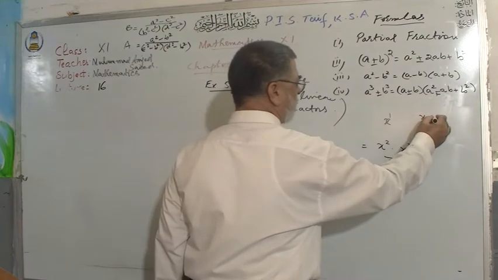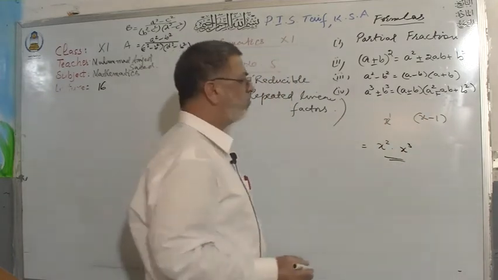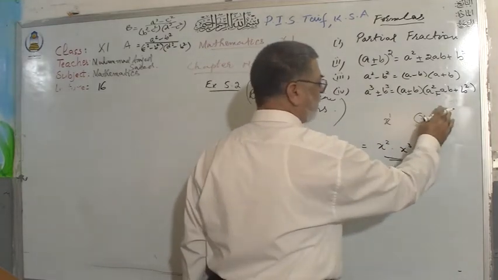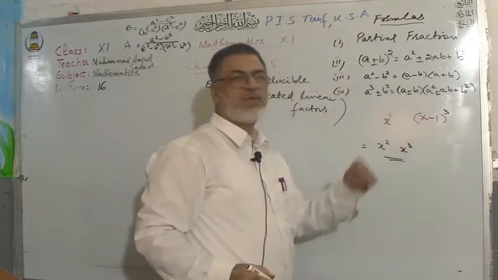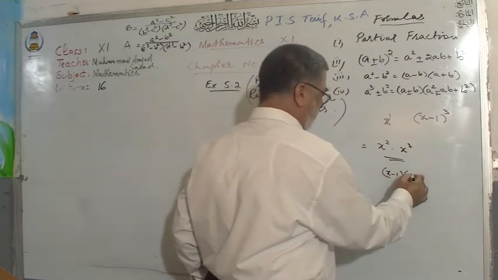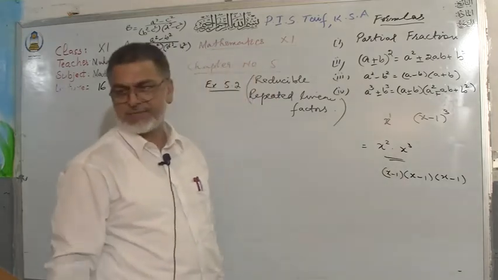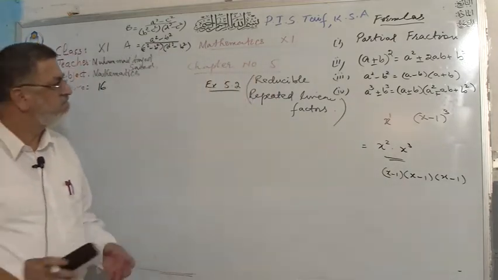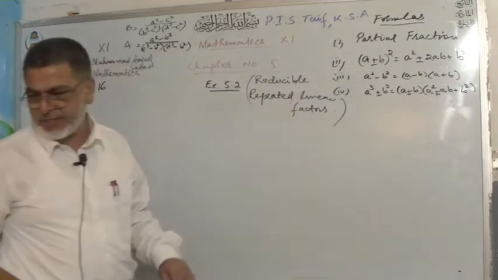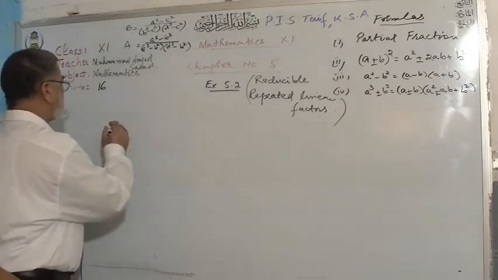Suppose you have x minus 1. This is linear. But if we write x minus 1 square, x minus 1 power 3, then that is known as repeated. Repeated means x minus 1, x minus 1, x minus 1. That is repeated 3 times. So that will be the case in your exercise 5.2.